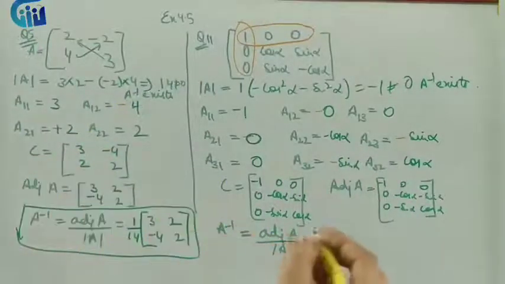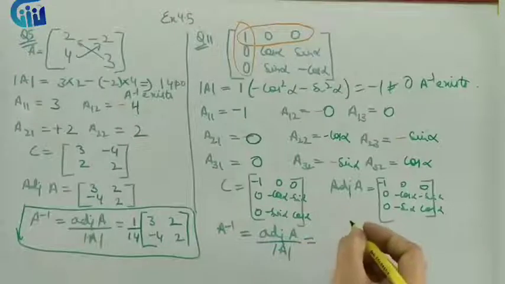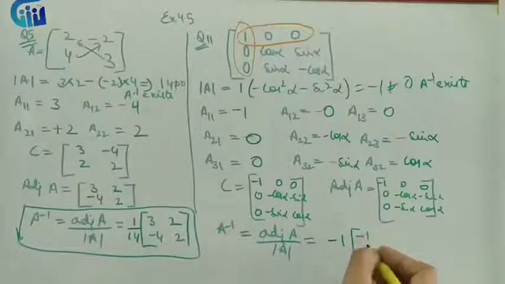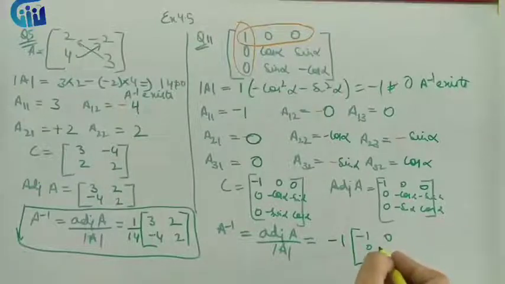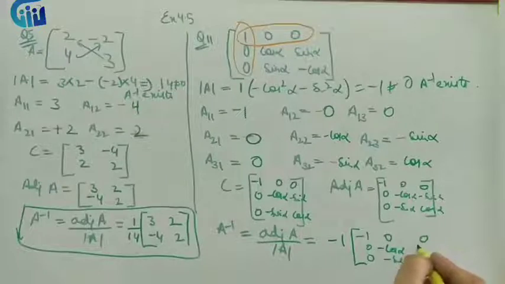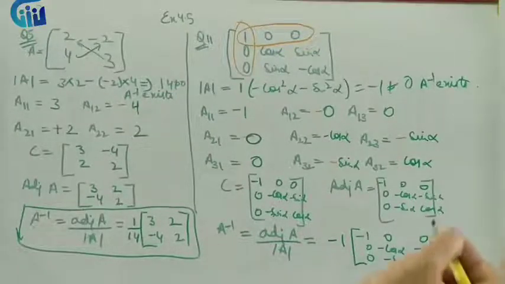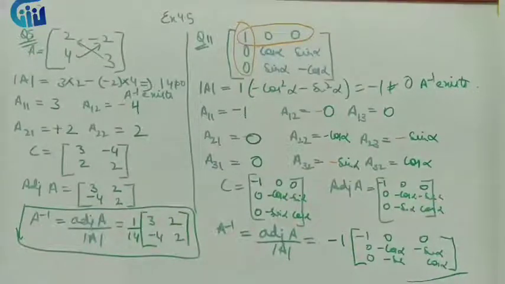Now what is A inverse? A inverse is adjoint upon determinant. So determinant is minus 1. I'll write it there only. Minus 1, 0, 0, 0, minus cos alpha, minus sine alpha, 0, minus sine alpha, cos alpha. So this is my A inverse for a 3 by 3 matrix.